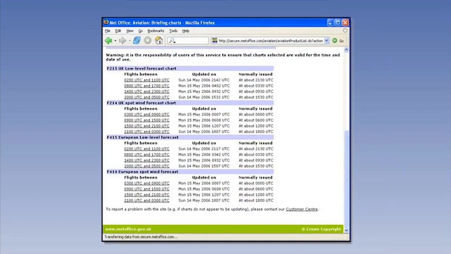Always ensure you select the appropriate chart to cover the time period you are flying. You can see that several charts are issued each day, and these have different validity times.